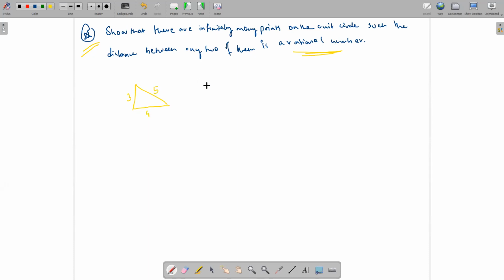Mark one of the acute angles as phi or theta, whatever. What I claim is that an infinite number of points may be described as one theta, 2 theta, 3 theta, like that, up to n theta, any integer multiple of theta. So you can find infinitely many points, right?